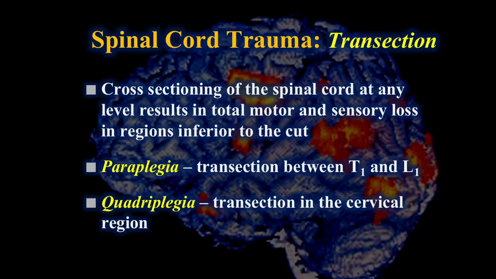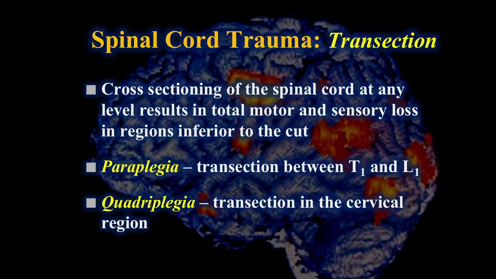But what happens if we cross-section or cut the spinal cord? What else are we going to lose? Not just motor activity, but sensory information. We'll lose both. Cross-sectioning at any level is going to result in the total loss of motor and sensory in regions that are inferior, or below, the cut. So we have paraplegia and quadriplegia. Paraplegia is just 2 limbs. Quadriplegia is all 4 limbs.